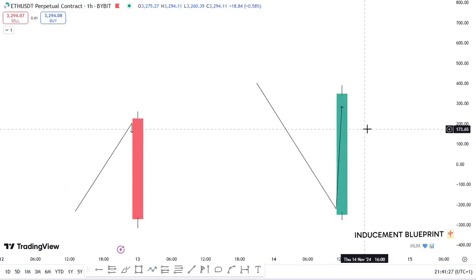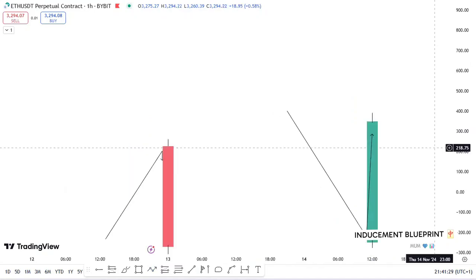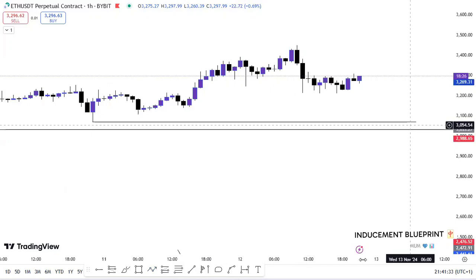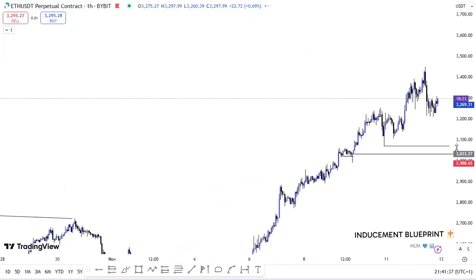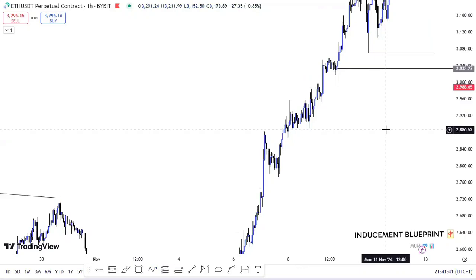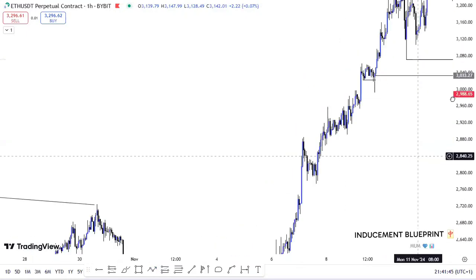So let me show you some examples on the chart. Like I said, I will start with the valid pullbacks. So currently this is Ethereum, and this is the 1 hour time frame. I will show you guys what I mean by those pullbacks, either the valid or the invalid ones.